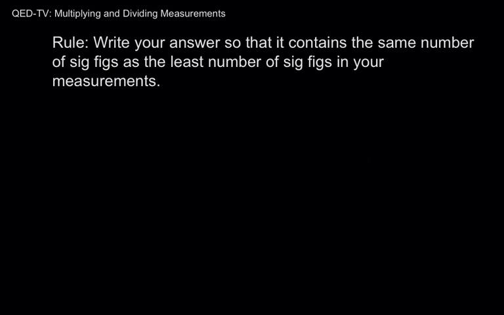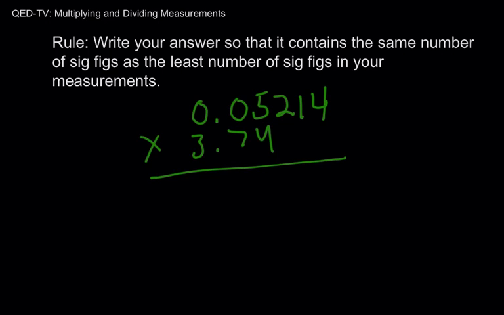Let's do another one. Let's take 0.05214, and let's multiply 3.74 by it. If we do this on the calculator, we get 0.1950036. Calculator just crunches numbers. It doesn't understand that you're using measurements, and so we need to be smart and figure this out for us. So how far out should I write this?